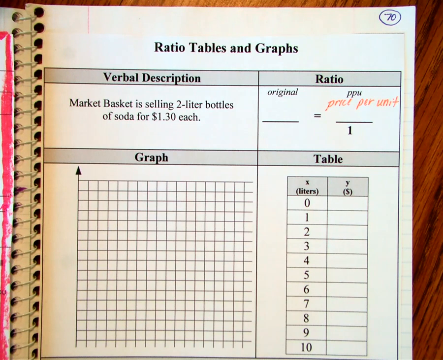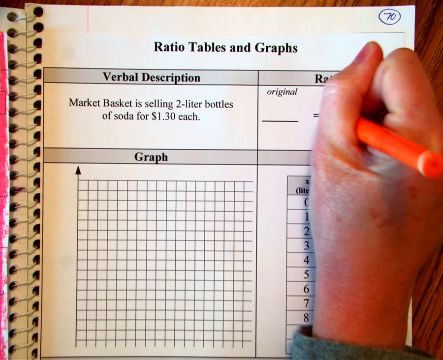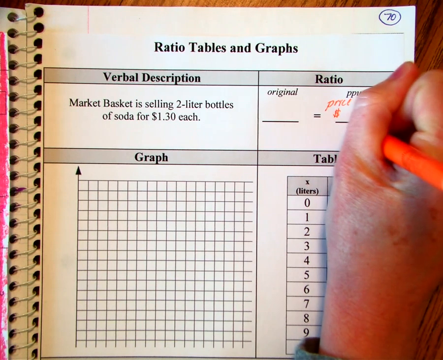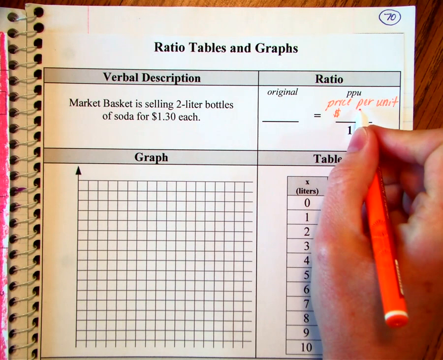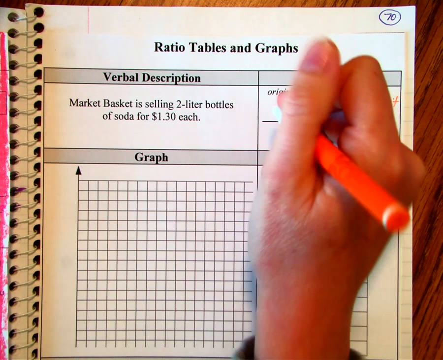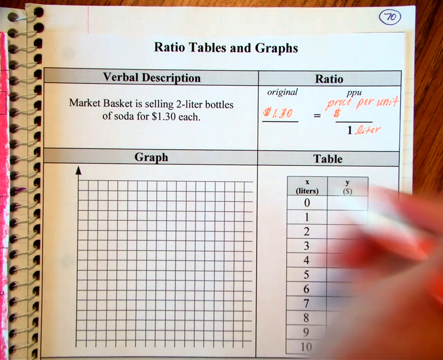Now, this is a rate. A rate is a ratio that is a comparison of two different items with two different units. This is liters versus money. So it's two different worlds. When it says price per unit, it makes me think that this top one is the price, and this bottom one is the liter. So I'm going to put liter here, because per means 1. So the original was $1.30 per 2 liters.